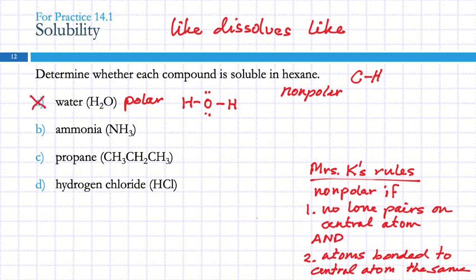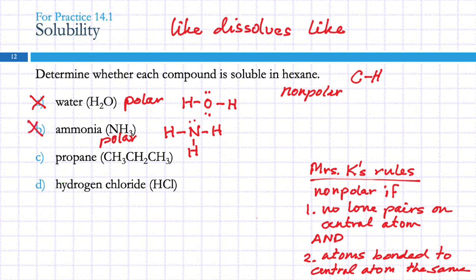What about ammonia? Can't always tell just by looking at the chemical formula, because we need to know if there's lone pairs on the central atom. This one has lone pairs. So, also polar. Will it dissolve in hexane? No, it won't.